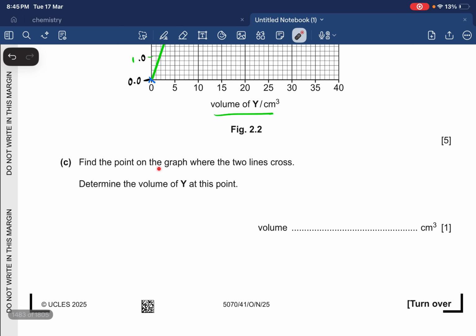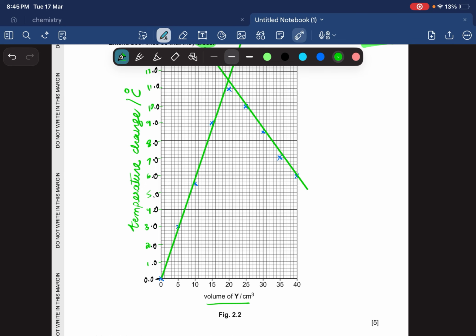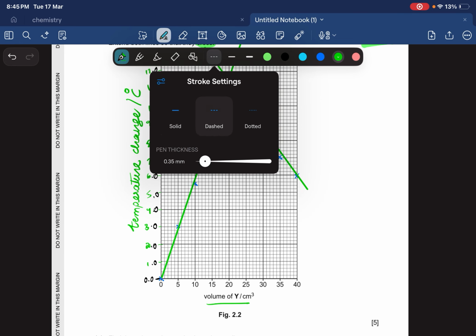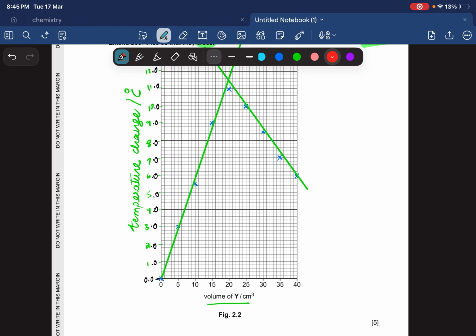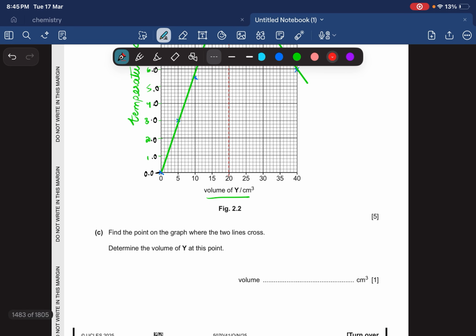Find the point on the graph where the two lines cross, determine the volume of Y at this point. So what I'm going to do now is show the examiner that I'm a very hardworking person and that I'm going to figure it out from the graph like this. So the volume of Y at which the two lines cross is simply 20 cm3.